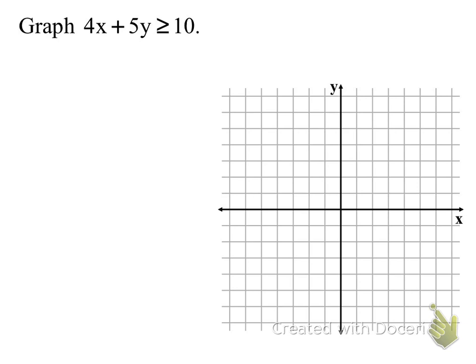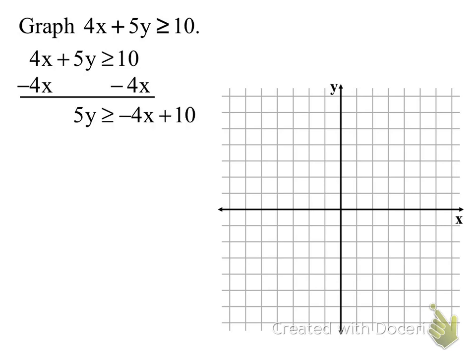What do I do first to get this into graphing form? How about Brianne? Good. Divide all terms by 5. I like to show it like this. Divide by 5, divide by 5, divide by 5, even though my PowerPoint puts it all over one line. This keeps me from forgetting. And we get?